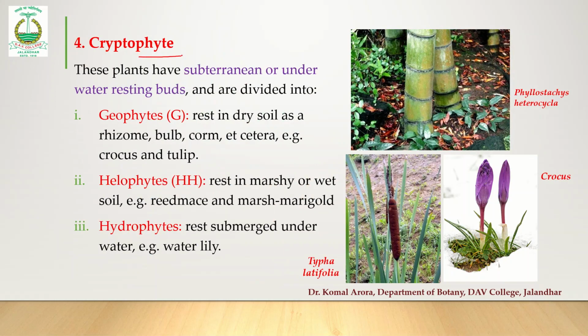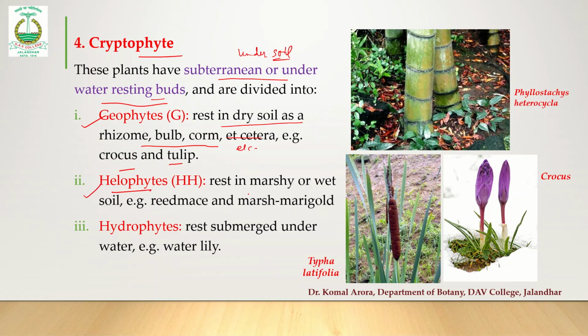Then comes cryptophytes. Cryptophytes, these are subterranean or underwater resting buds. So now we are talking about either under soil, the buds will be under soil or they will be underwater. All those plants are called cryptophytes. Now on the basis further, they have been categorized into the geophytes. Geophytes are the plants which rest in dry soil as a rhizome, bulb, corm, etc. Okay, it is etc. Examples are crocus, tulips. So all those in which the buds are underground, they are called geophytes.